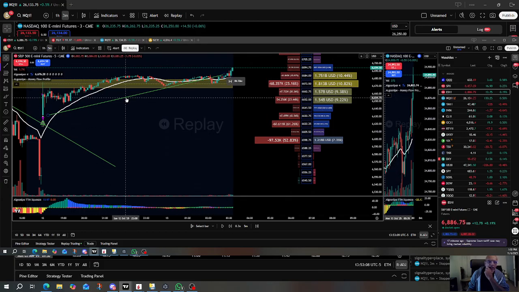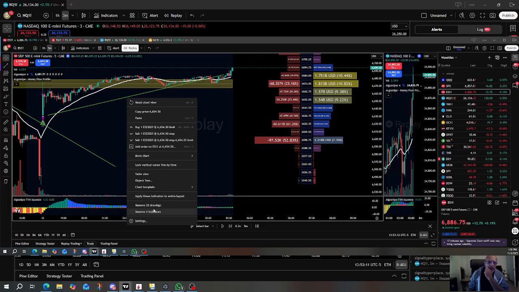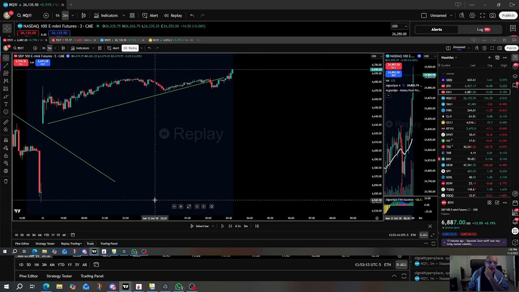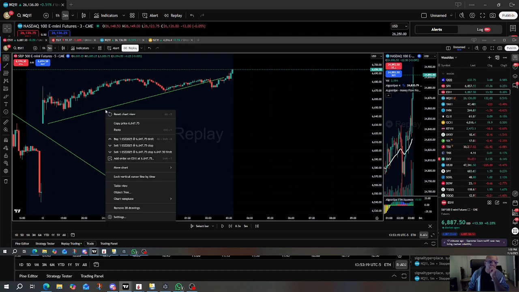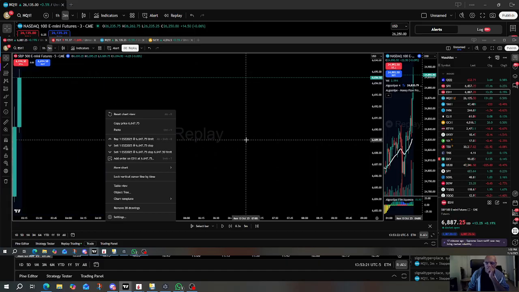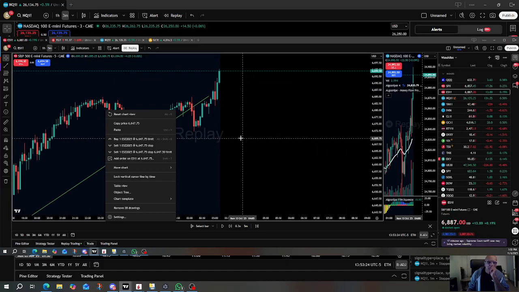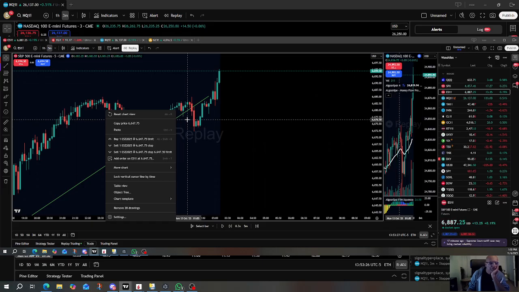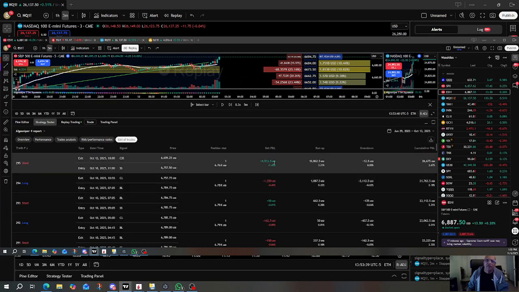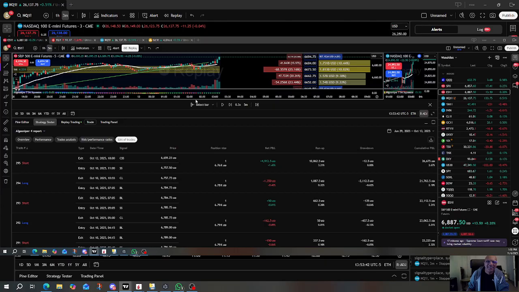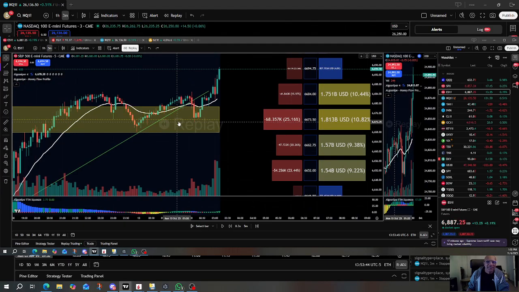You can always move this. See this trend line here? I'm going to remove it. Oh, what did I do? I wanted to move this. I deleted what? Oh, I moved all my indicators. How do I undo it? I have a button here somewhere. Maybe press Control Z. Maybe that works. Control Z? Yeah. Okay. Thank you. Sorry about that.